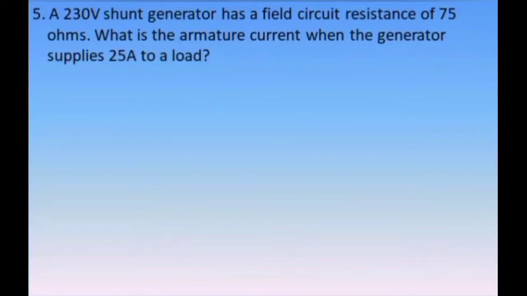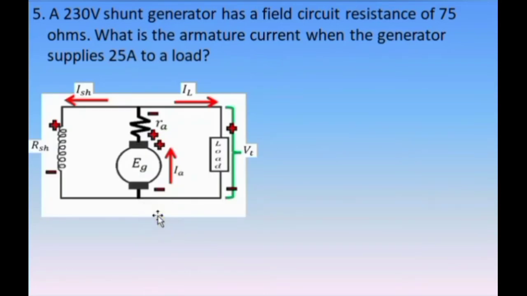Let's solve problem number 5. A 230 volt shunt generator has a field circuit resistance of 75 ohms. What is the armature current when the generator supplies 25 amperes to a load? Again, we have a shunt generator. For this problem, we will be solving for the armature current. The load current is given as 25 amperes, terminal voltage is 230 volts, and field circuit resistance is 75 ohms.